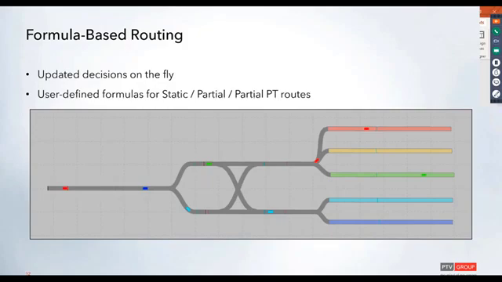As they're traveling through their network, you can drop in those same routing decision start points. And for each of those, you can define a specific formula. As the vehicles pass over that point, they will check the conditions of that formula and then choose their route selection from there. And these can be set up for static, partial, and partial PT routes.